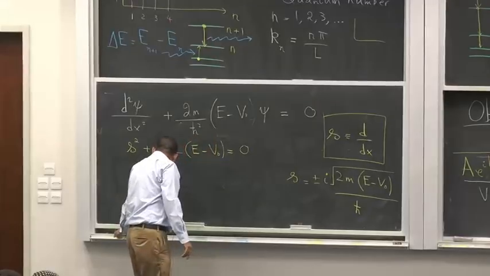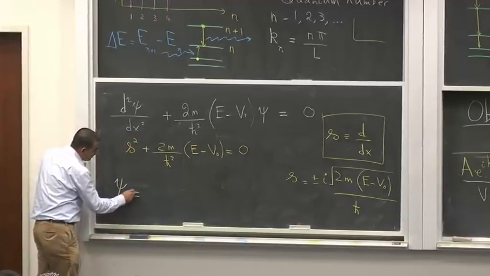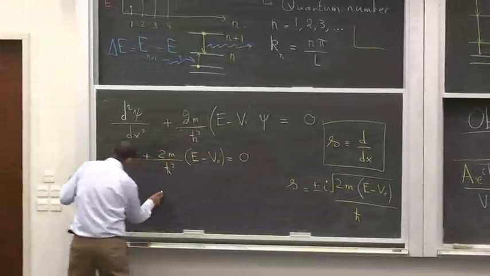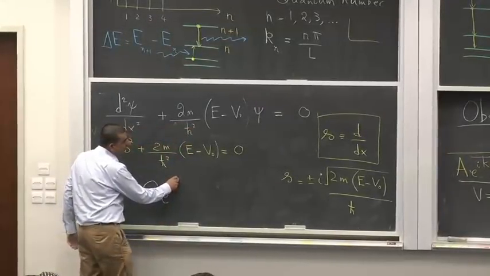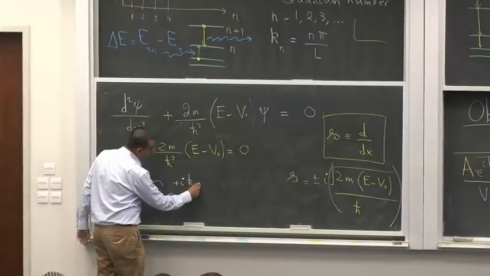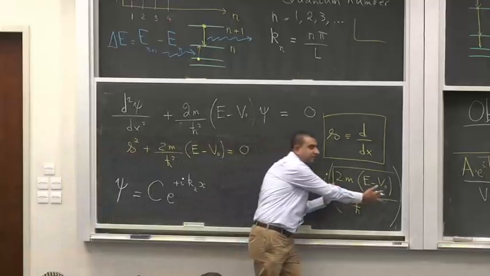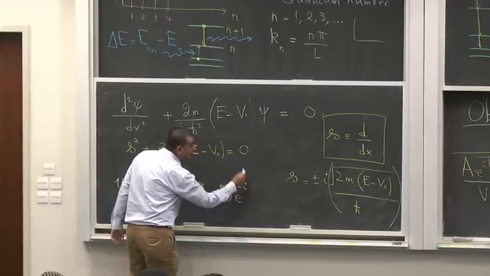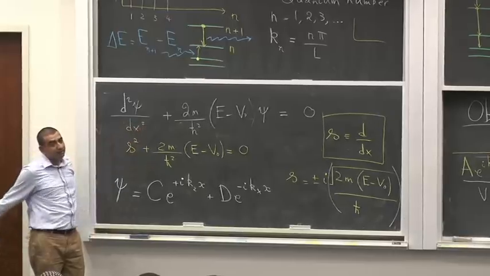So now I can write down my wave function. My wave function inside this region will be C times e to the power of one of the roots, which is plus iota. I call all of this K2. So C e^(iK2x). Now my K2 is a positive number over here. It's this number. Plus D times e^(minus iK2x), the other root. So that's the solution to the Schrodinger equation inside, beyond the obstacle.